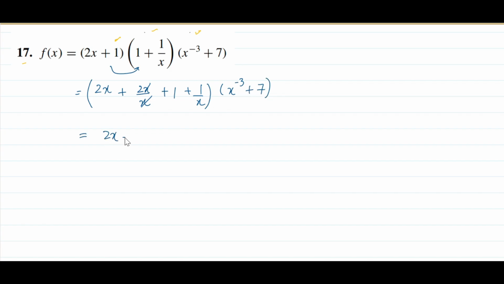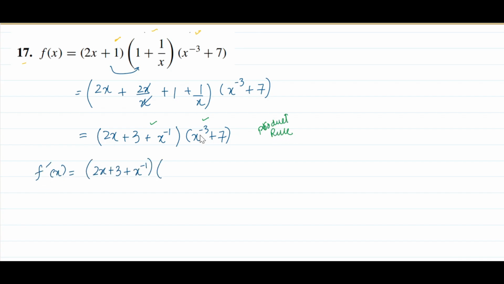2x, and the 2 plus 1 will be 3 plus 1 by x, which can be written as x power negative 1. And the second factor as it is. Now you have two factors and you can easily apply the product rule, and you are well aware of this, that first function as it is, derivative of second function plus second function as it is, and derivative of the first function. And now it's time to simplify.